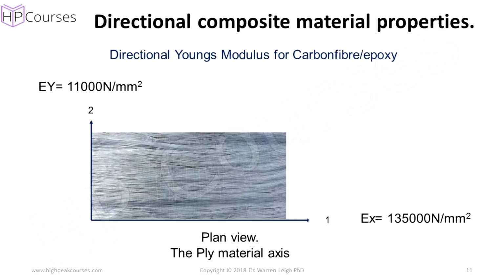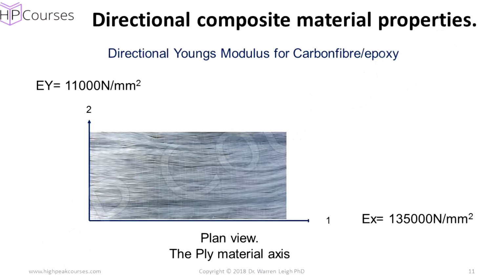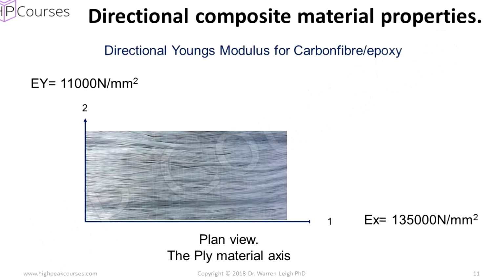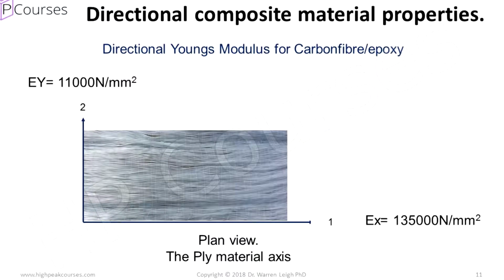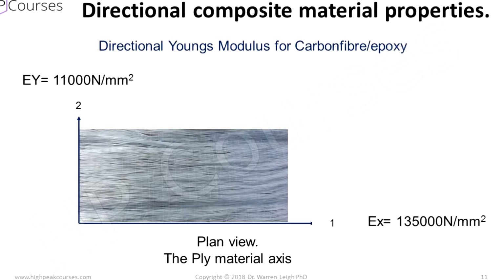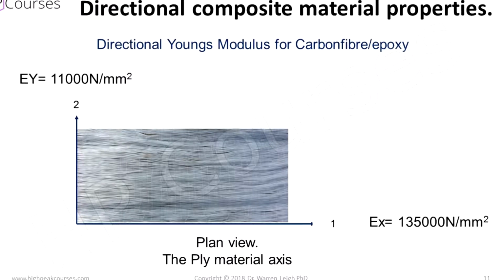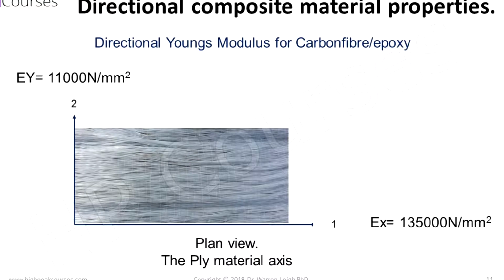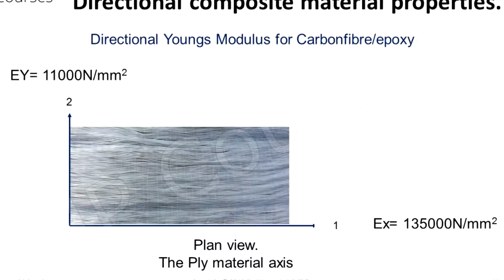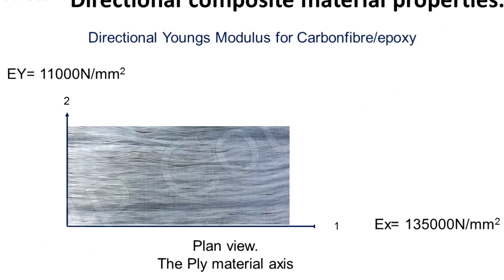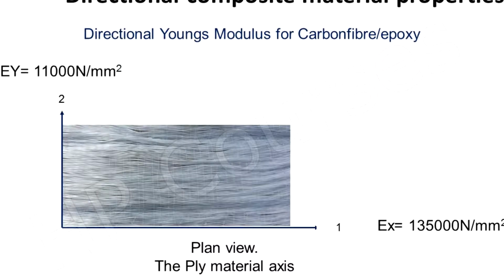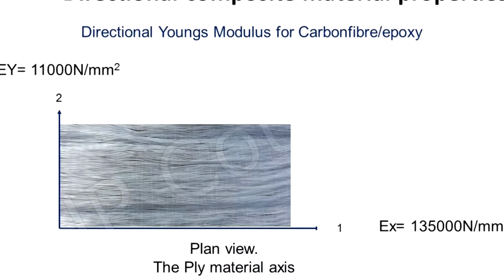As a composite, these unidirectional fibres embedded in a resin, the Young's modulus E_x, in direction 1, will be about 135,000 newtons per millimetre squared. The Young's modulus in the perpendicular direction 2 will be approximately 11,000 newtons per millimetre squared. These directional properties are the basis which enable us to tailor composite materials to directional loading situations and optimize the composite's performance with inherent weight minimization.